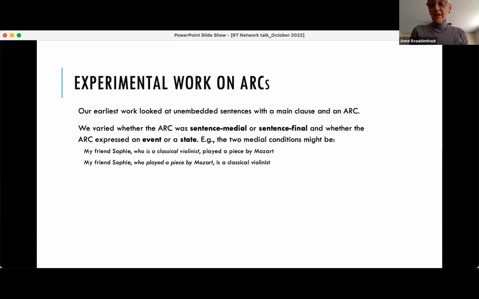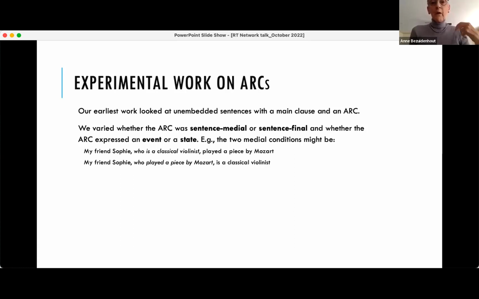We've entered this debate trying to look at it experimentally, to see whether it is indeed the case that, and we're focusing on appositive relative clauses, which from now on I will call ARCs. We've been looking at ARCs to see whether indeed they have the properties of being not at issue.